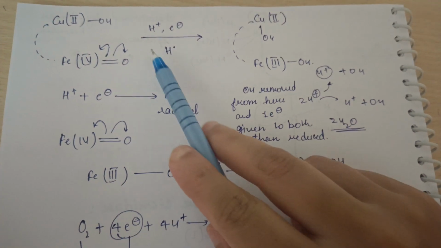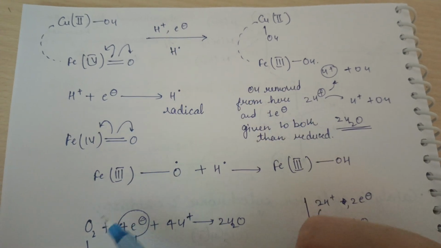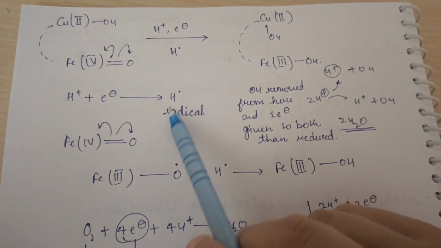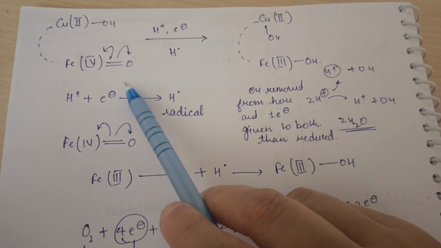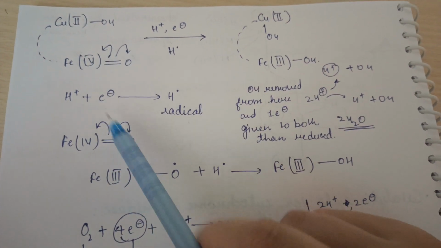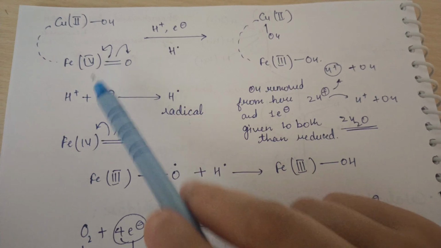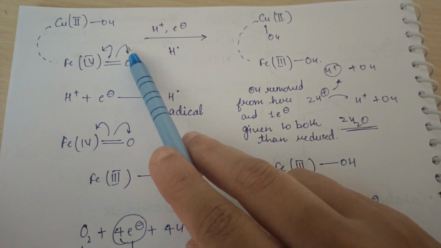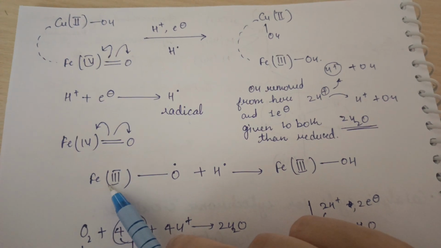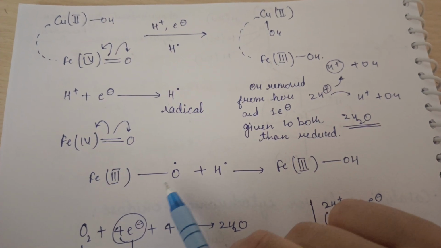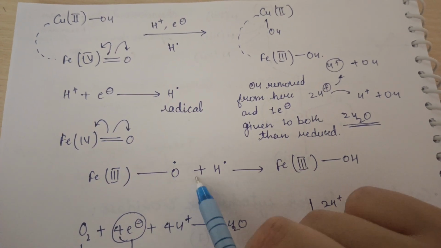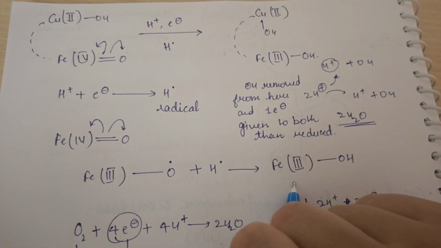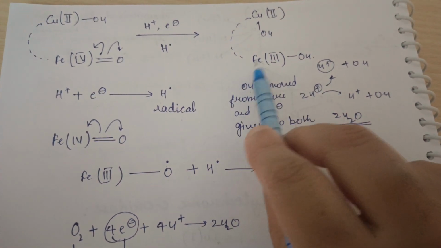Now we are adding one H plus and one electron. The H plus will take this electron and convert into an H radical. Here homolytic cleavage will take place. One electron will go to iron and one electron is going to oxygen. So Fe will come in the plus 3 oxidation state. Oxygen will have one electron, and this H radical we get from here will form Fe plus 3 with OH attached to it.